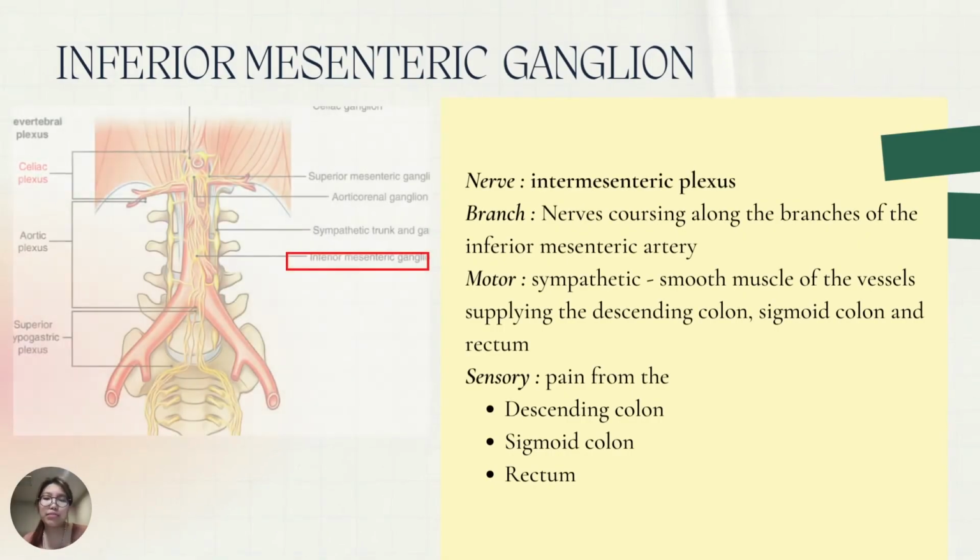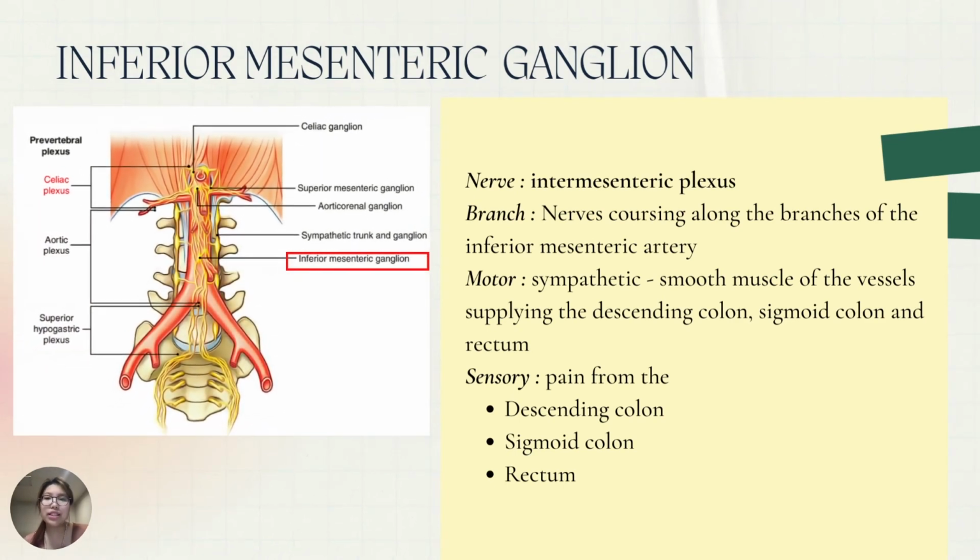So next is the inferior mesenteric ganglion. For the motor function, it supplies the smooth muscle of the vessels supplying the descending colon, sigmoid colon, and the rectum. For the sensory function, it receives pain from the descending colon, sigmoid colon, and rectum. The inferior hypogastric ganglion lies between the pelvic viscera and the pelvic wall.